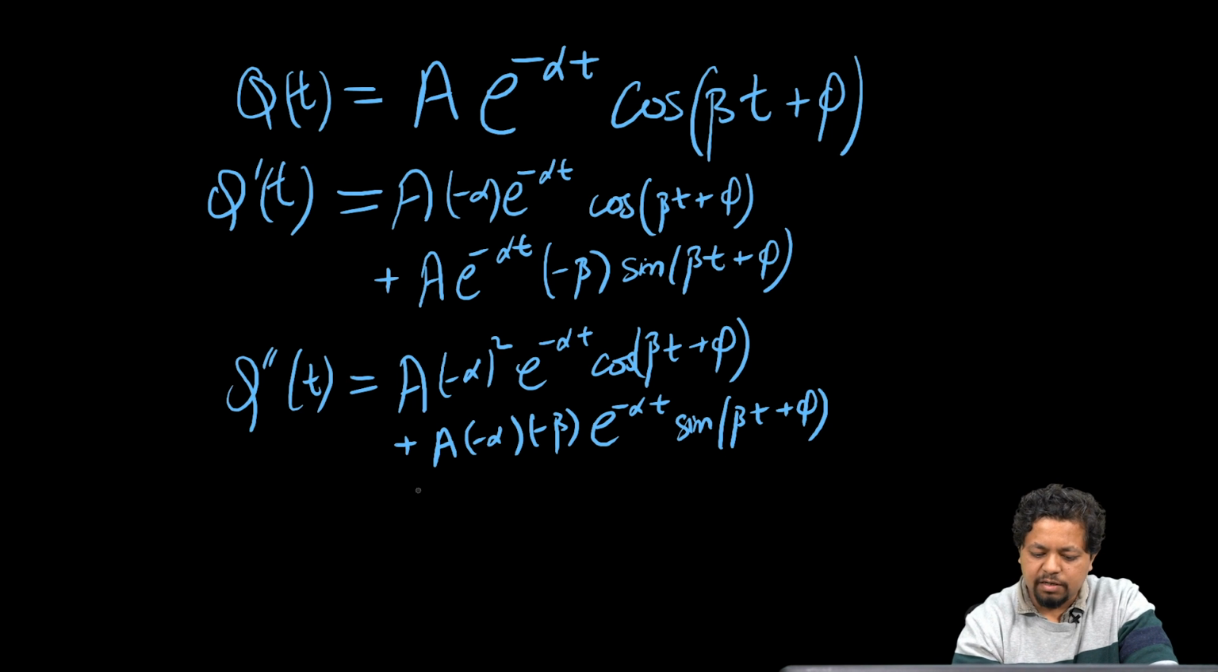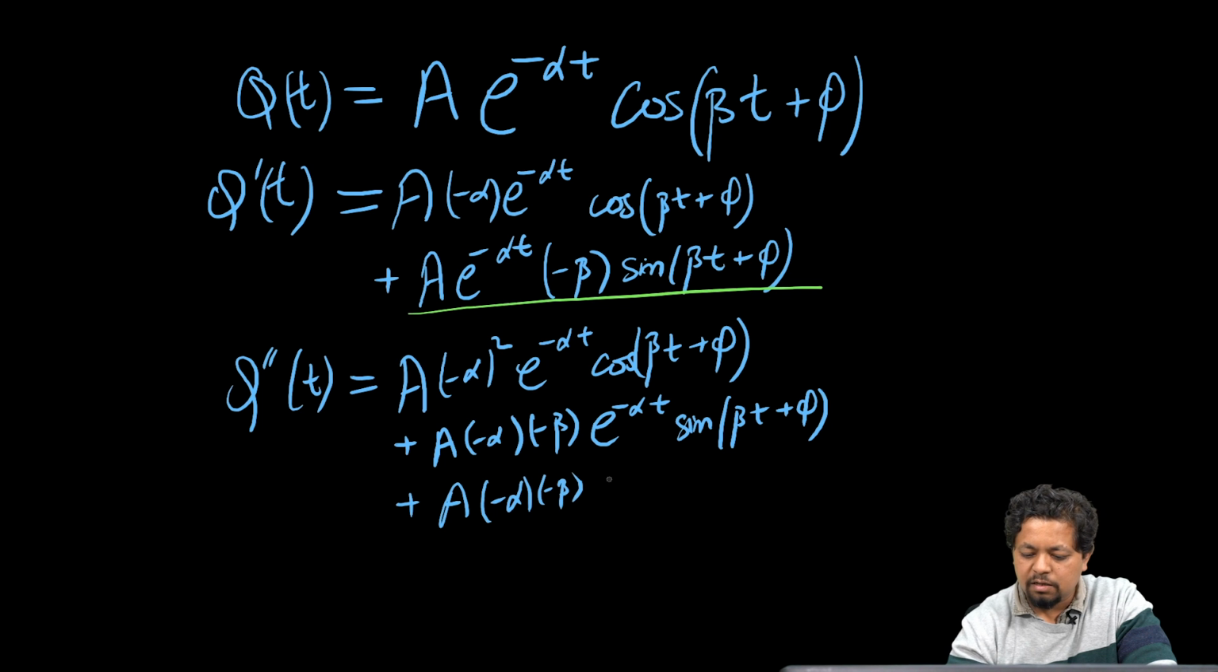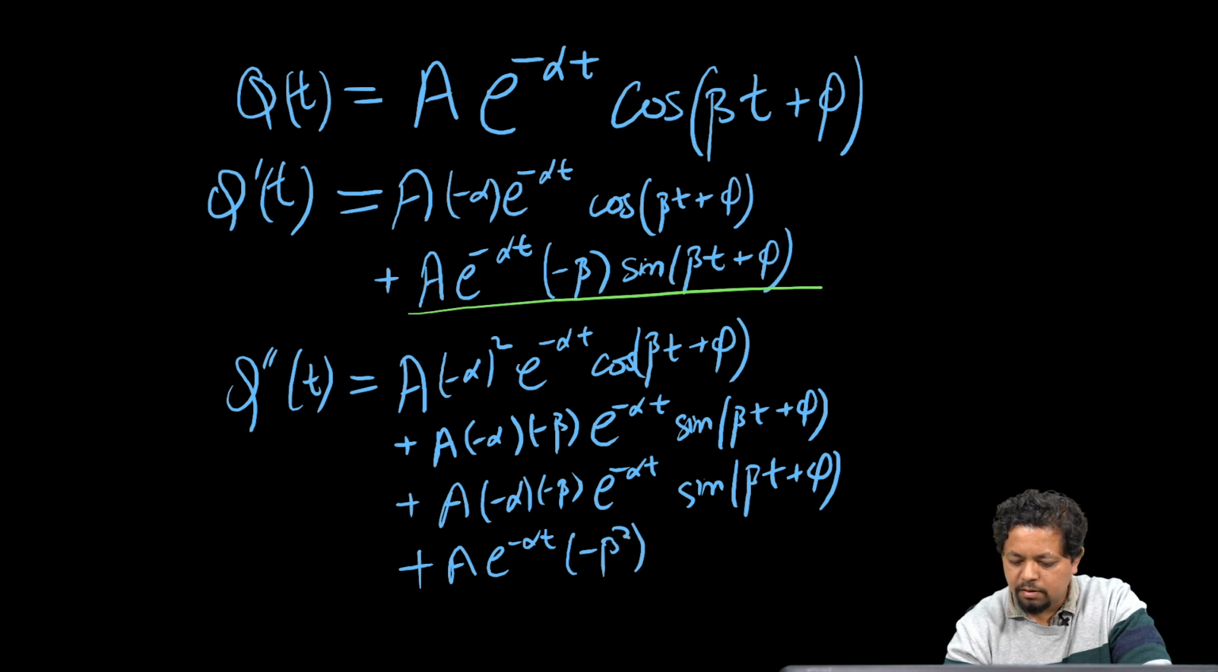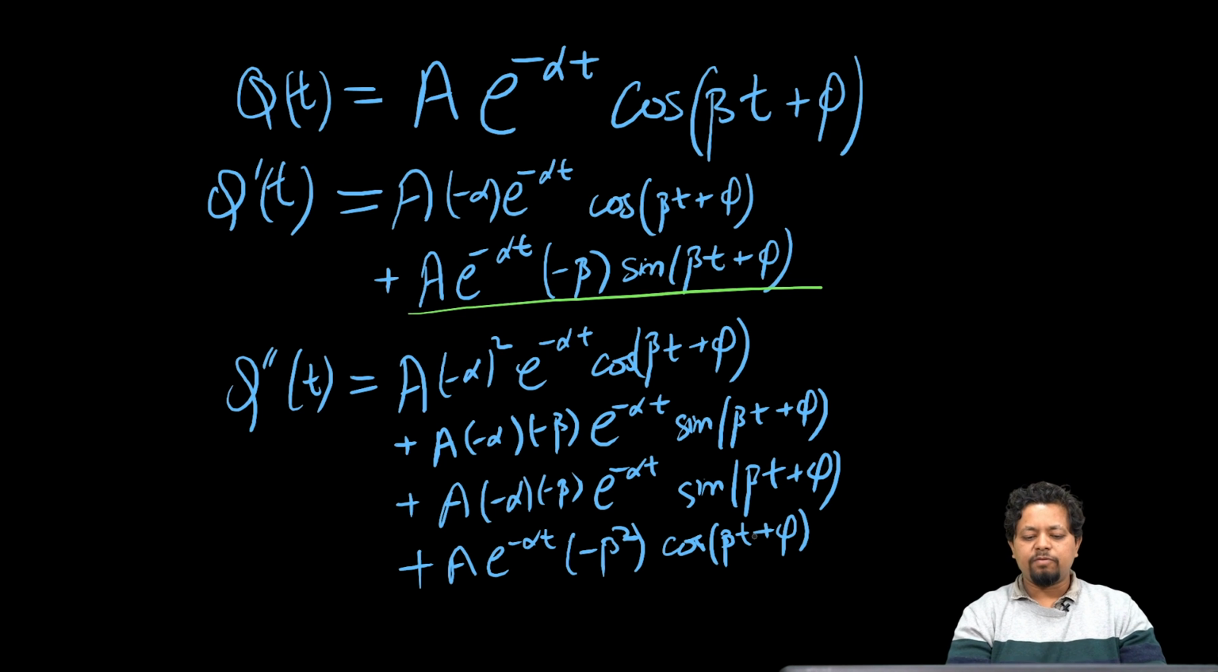Coming over to the second term, I get plus A. Taking the derivative of the exponential, I get minus alpha times minus beta e to the power minus alpha t sine of beta t plus phi, and taking the derivative of the sine, I get A e to the power minus alpha t. Derivative of sine is cosine, and I get beta out, so it's minus beta squared, and I get cosine of beta t plus phi back. So that's q prime of t and q double prime of t.